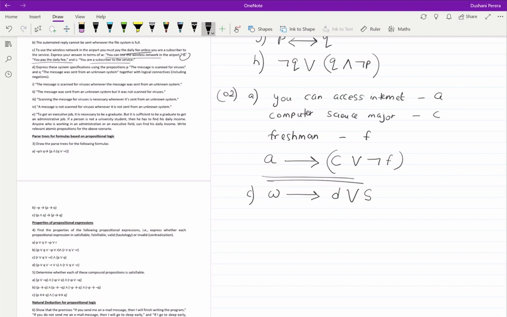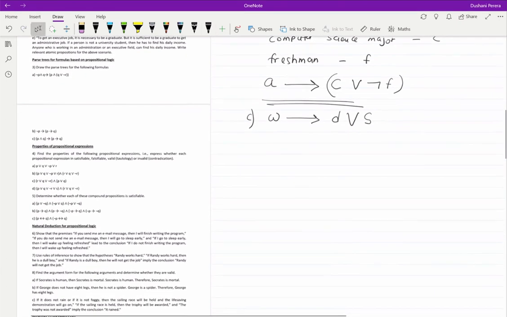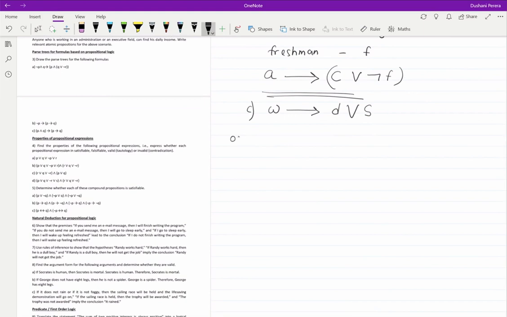Now let's move into question number 3, where we have to draw parse trees. Okay, let's look at part A. When we draw a parse tree, we have to figure out separate parts of the formula. That helps us to draw the parse tree without a question.